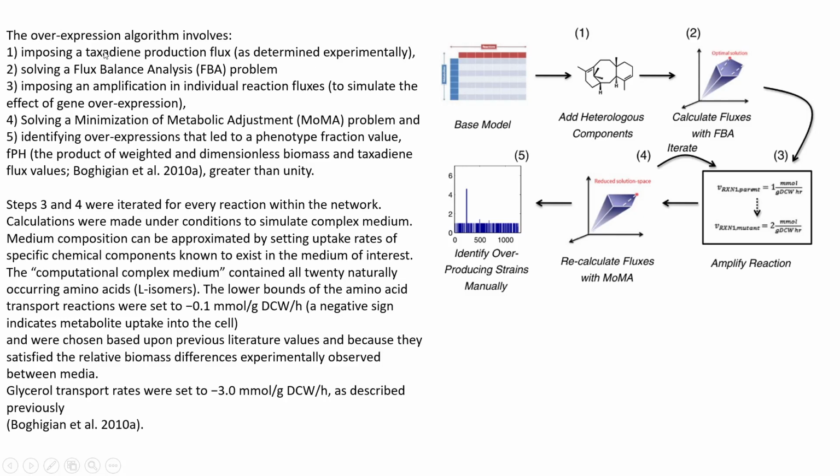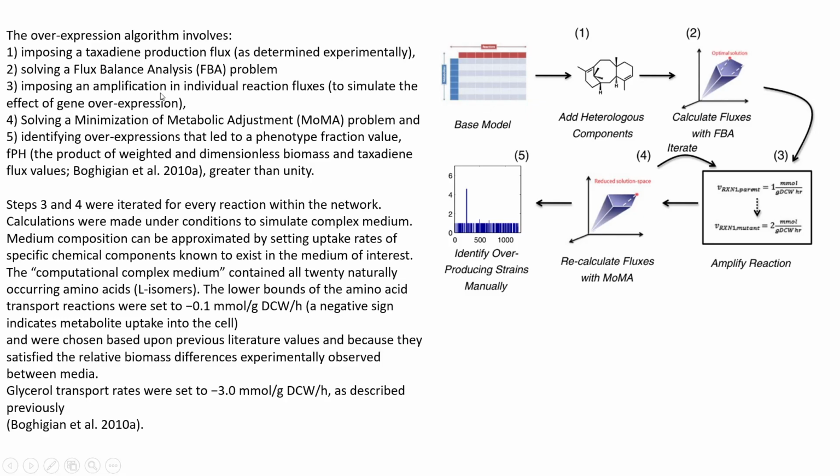So the overexpression algorithm involves, first, this example, which is similar to lycopene. This is a different product, known as taxadiene. It's a similar concept to the lycopene formation model that Sir has described. I just took a different example. If you're trying to find overexpression targets inside this taxadiene production metabolic network, first you impose a taxadiene production flux, which should be determined experimentally, but if you do not have it, you can put it in as a constraint.